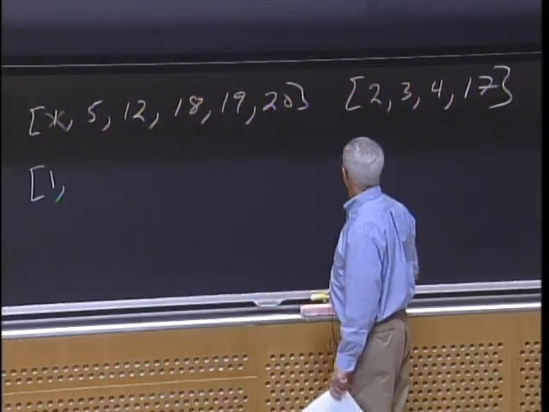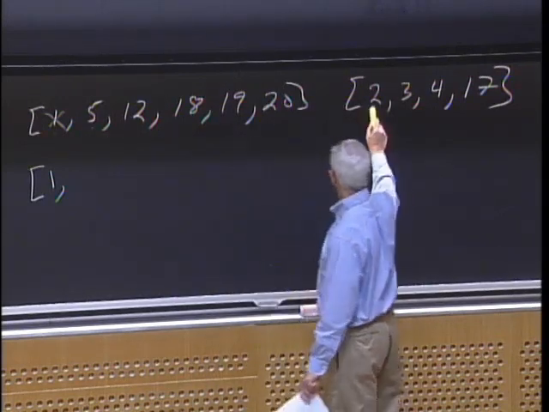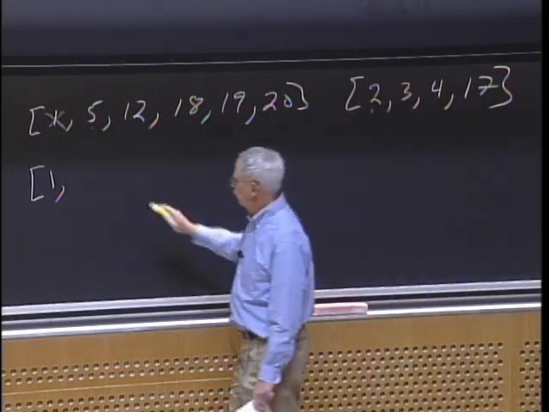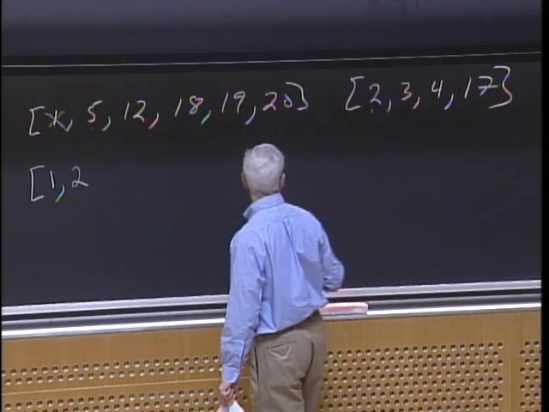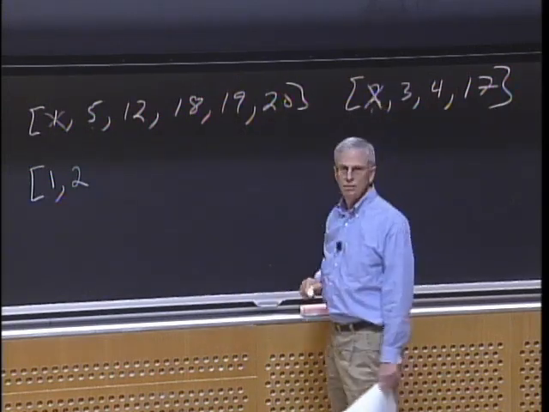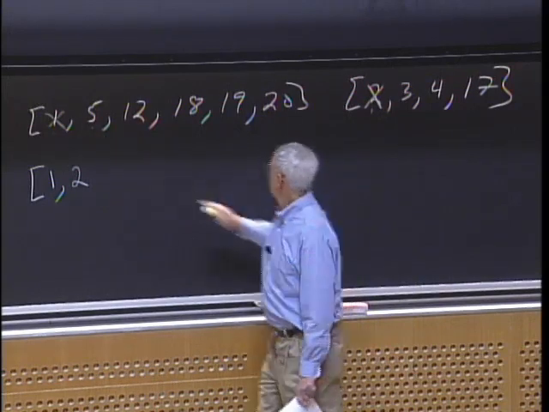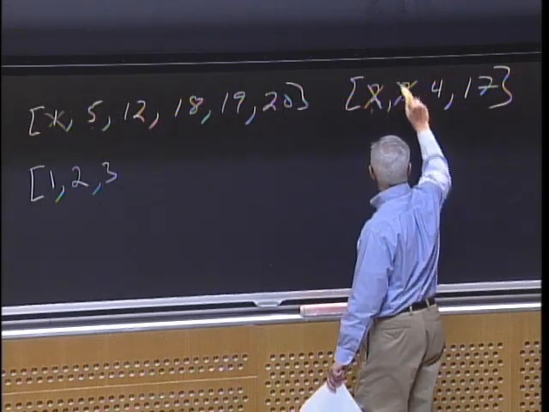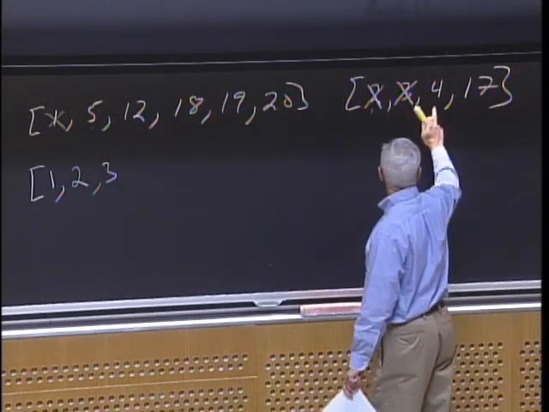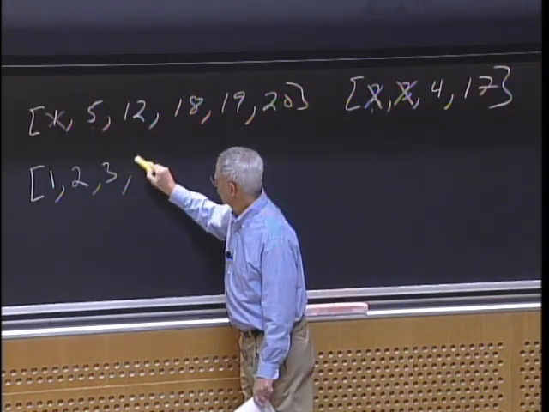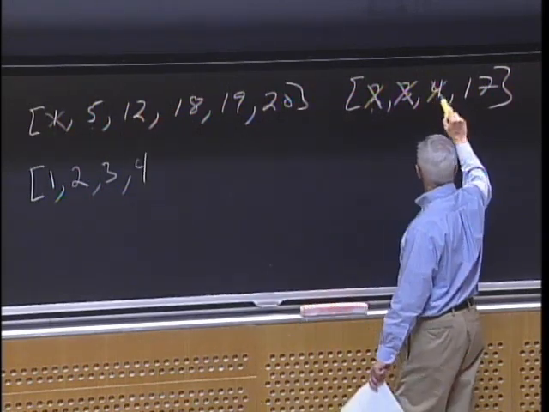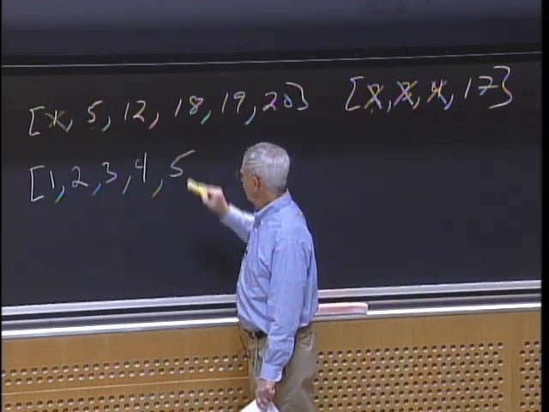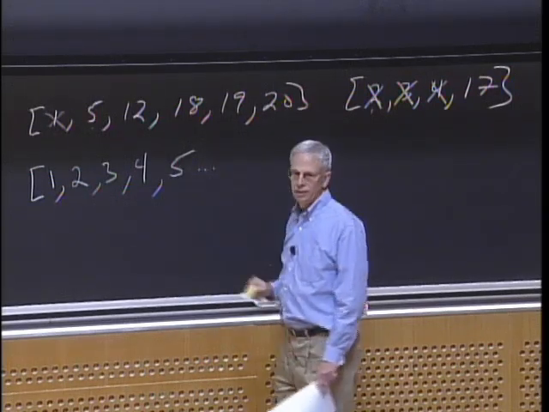The next thing I do is I compare 5 and 2, the head of the two remaining lists. And I say, well, 2 is smaller than 5. I never have to look at 2 again. I then compare 5 and 3. I say 3 is smaller. Never have to look at 3 again. I then compare 4 and 5. 4 is smaller. I then compare 5 and 17. 5 is smaller, etc.